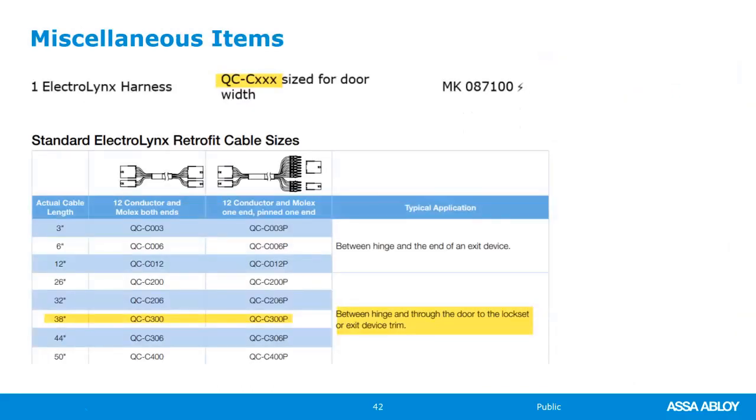The Electrolinks harness, you can look at the size of the door and make sure that it's between hinge and lock set or exit device trim, and pinned on both ends or pinned on one end only, depending on whether you're going to have the doors with the wires already put in or not.